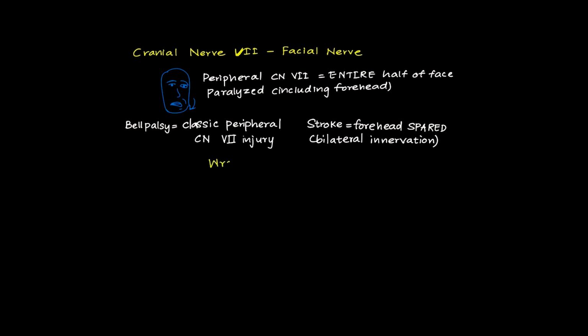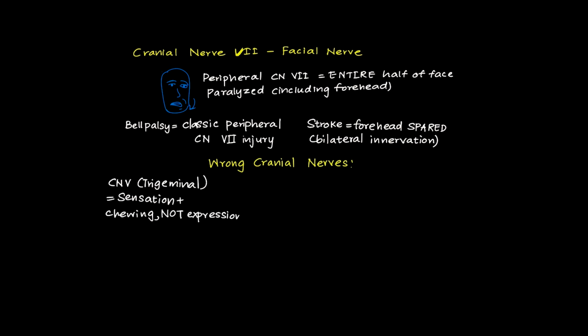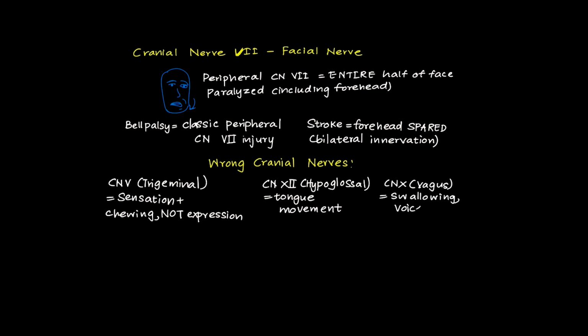The wrong answers involve different cranial nerves. CN5, the trigeminal nerve, handles facial sensation and chewing muscles, not the expression muscles that are drooping. CN12, the hypoglossal nerve, controls the tongue. Tongue deviation, not facial droop. CN10, the vagus nerve, controls swallowing, voice and parasympathetic functions. Nothing to do with facial muscle movement.